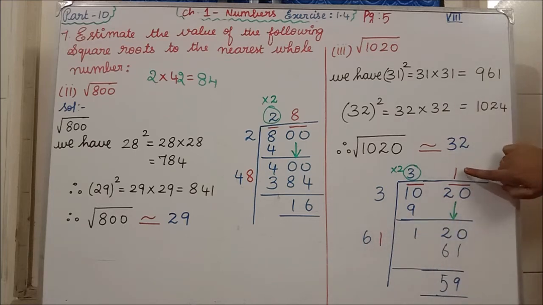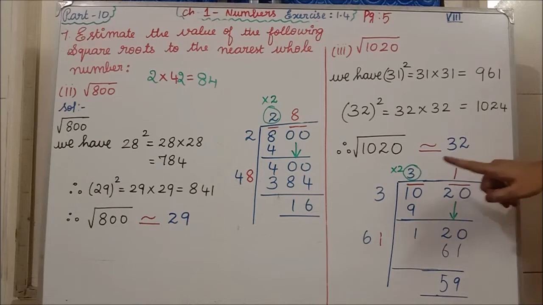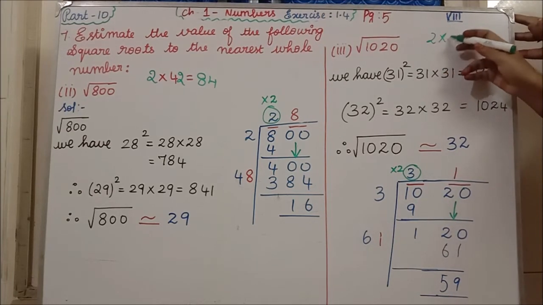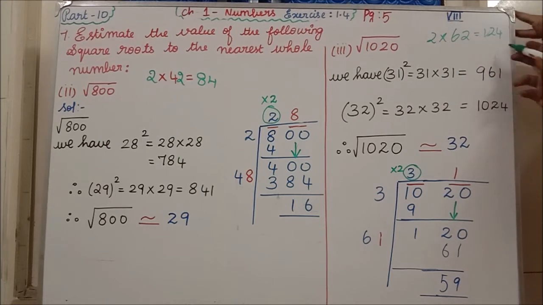You have to consider only the second row. Clear? See, I am writing here 1, the same 1 I am writing here, because 1 into 61 I am getting 61. Why, ma'am? 160 is very big. Why are you writing 61? Means if you are writing here 2 and here 2, then 2 into 62, the answer I am getting is 124.